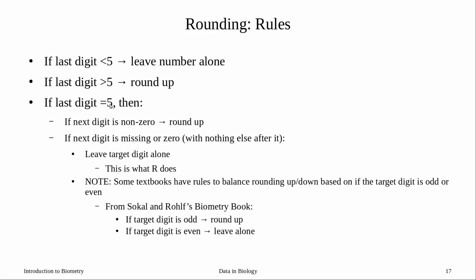Look at that next digit. If it's a 5, look to see what comes after it. If there's anything after it, anything non-zero at all, even if it's 0.1, we decide that it's slightly larger than 5, and we're going to round up. If nothing's after it, or if it's just zeros after it, then we will say, well, it's just a 5, and we'll leave our digit alone.